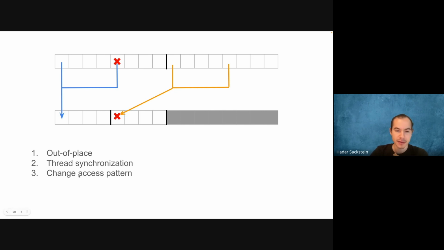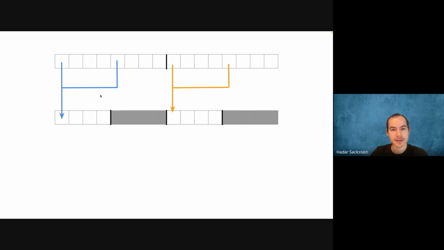And the third thing you can do is to change the access pattern, so make sure that every thread writes only to where it read from. And that's what I did to fix the bug. So now we have some gaps in the memory, but it's fine. We only make use of these memory addresses, and that solved the bug.